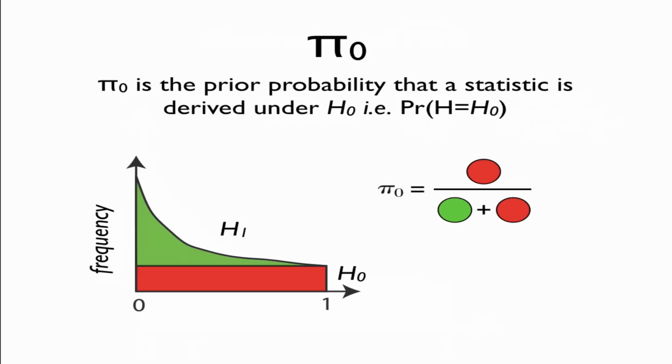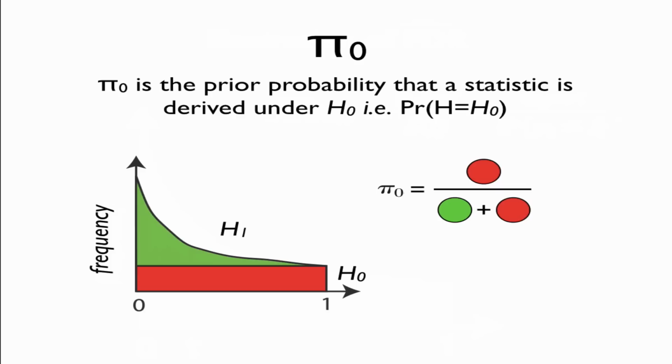Okay, so how do you calculate pi0? Well, the prior probability pi0 would be very well estimated if we could in some way calculate the area under the curve of the red distribution, and just divide that by the total number of hypotheses. This is a little bit harder to do than it looks like.